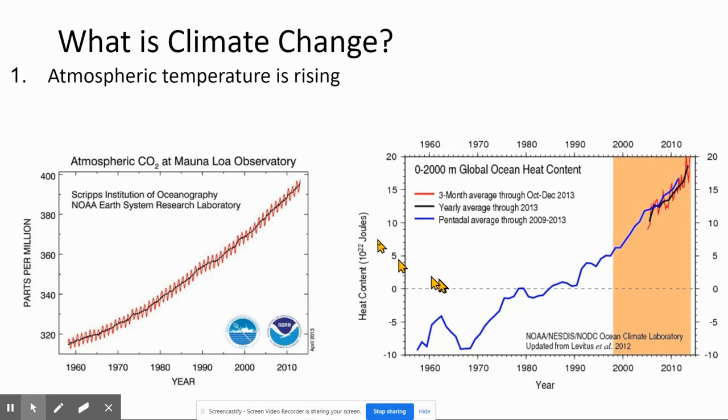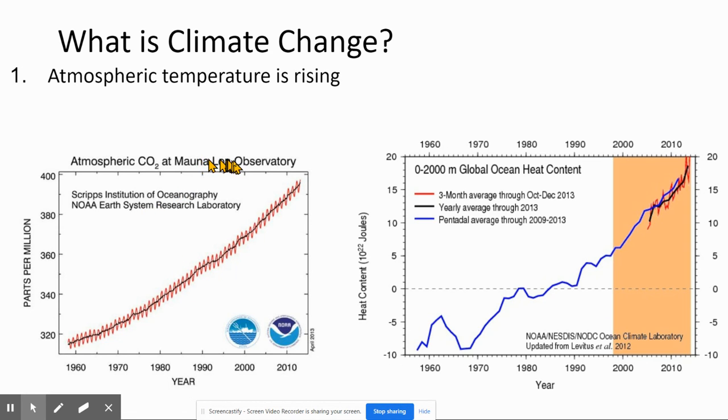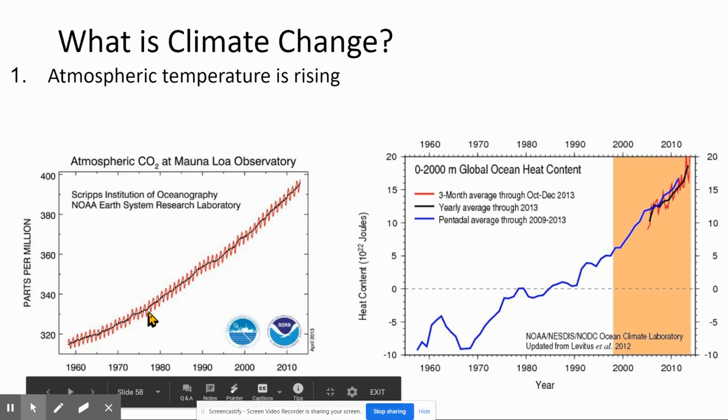Climate change is the idea that the climate is changing. And so what is the evidence of that? Our temperatures are going up. This is since 1960 to 2010. The reason why this is going up and down is that it is seasonal. This is actually taken in Hawaii, at an observatory on the top of a mountain. And this is seasonal because of the temperate deciduous forest, right?